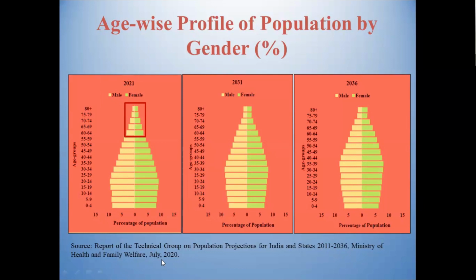Here in 2021, this is a report by the Ministry of Health and Family Welfare, which was published in July 2020. In this pyramid, you can see the people who are plotted in the bracket of 60 years or above. And in 2031, it is expected that this bracket is going to widen, and by 2036, it will further widen. And have a look at the bottom of this pyramid. The bottom is narrowing down.